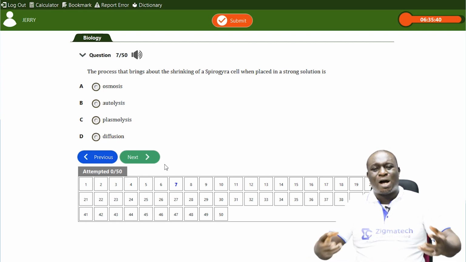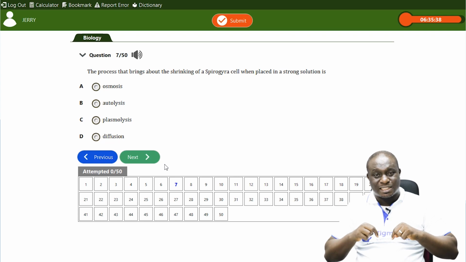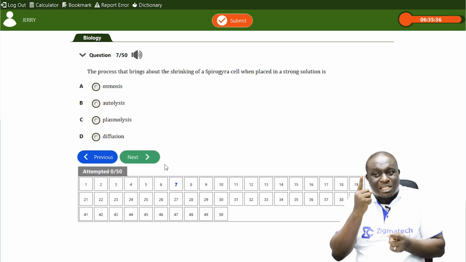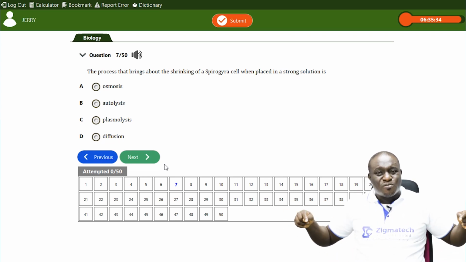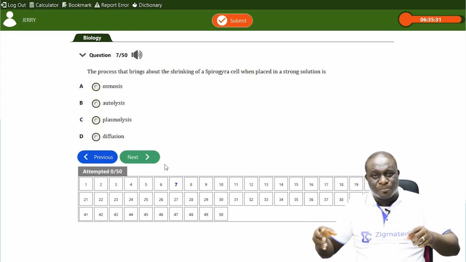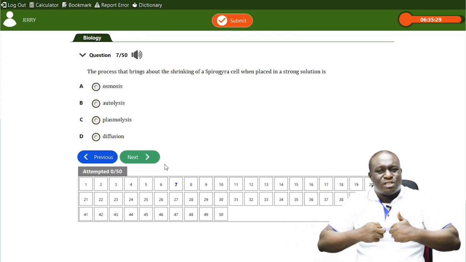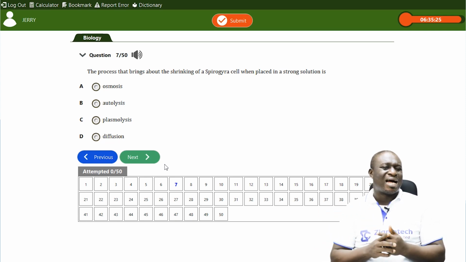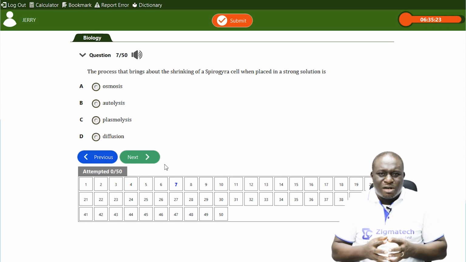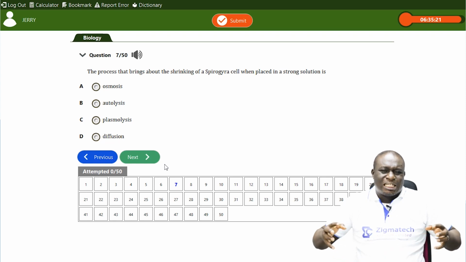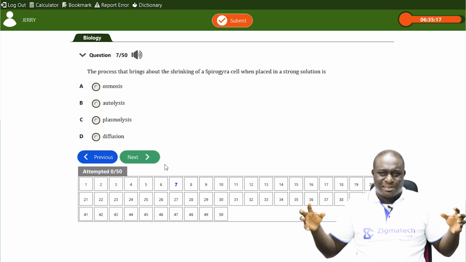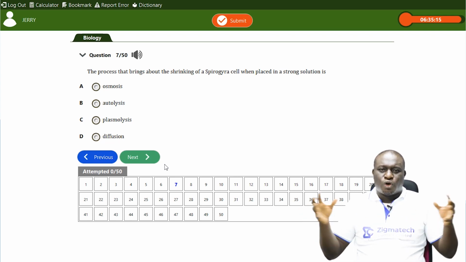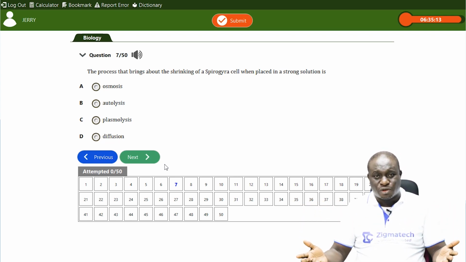Rather, the cells begin to absorb water because the content of the cell is hypertonic, or is a strong solution, while the environment is a weak solution. So water begins to enter into the cell. We call that process in biology hemolysis. Most times it happens with the red blood cells. So the red blood cells begin to swell. And if it continues to a particular point, it will then burst or lyse, and that's destruction of the cells.